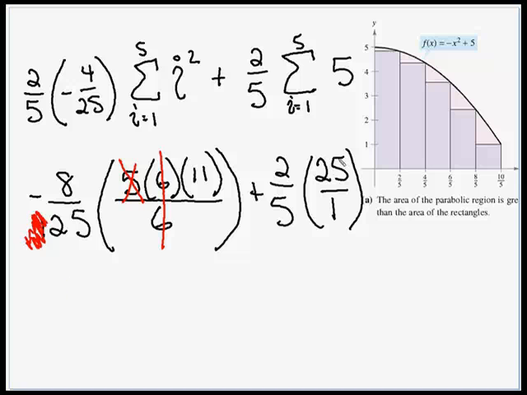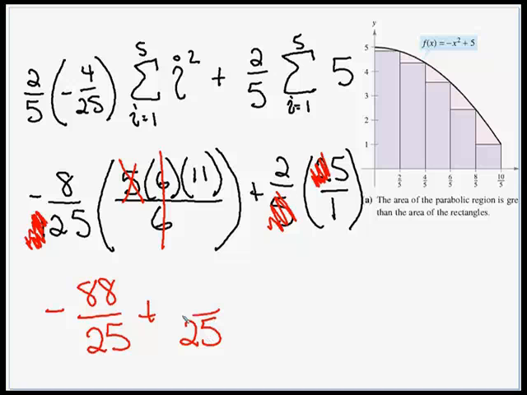So let's see what we got here. This 25 and 5 will reduce. That'll reduce down to a 1, and then this will reduce down to a 5. So let's see what we're left with. And when we multiply straight across, we have negative 8 times 11, or negative 88 over 25, plus 10. 2 times 5 is 10, but let's get a common denominator. 10 is the same thing as 250 over 25.